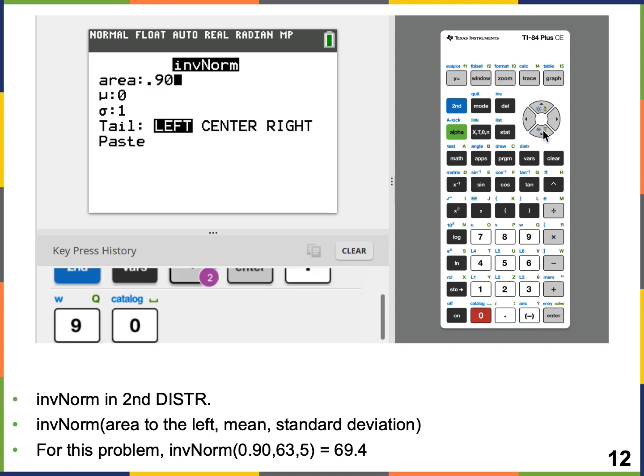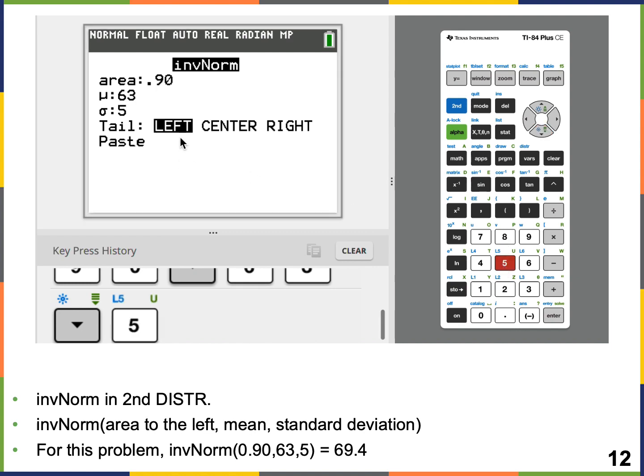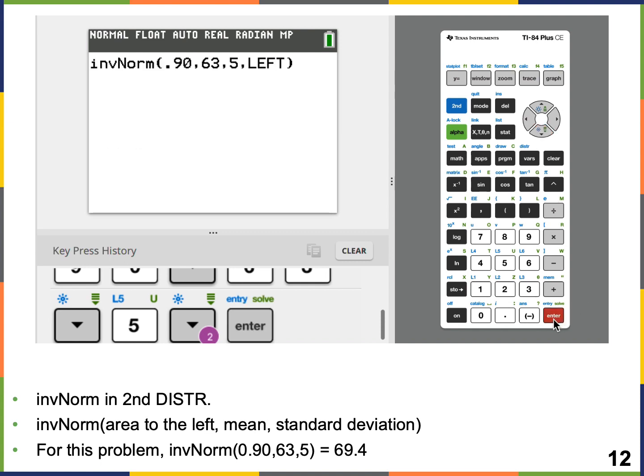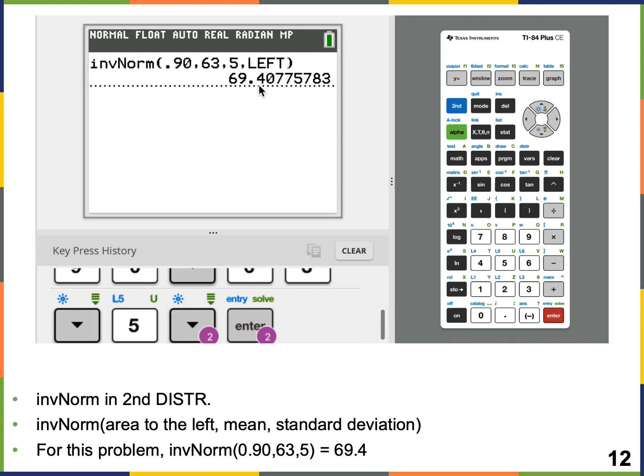The area is 90%, and then our mean is 63 and our standard deviation is 5. We're using the left tail, so we leave that as it is. Then you hit enter, and there you go. Your 90th percentile is 69.4. In other words, the area underneath the curve all the way up to 69.4 is 90% of the entire curve. Very good.